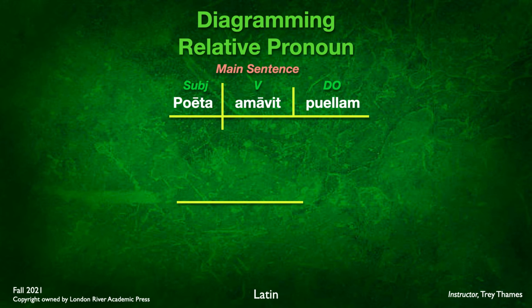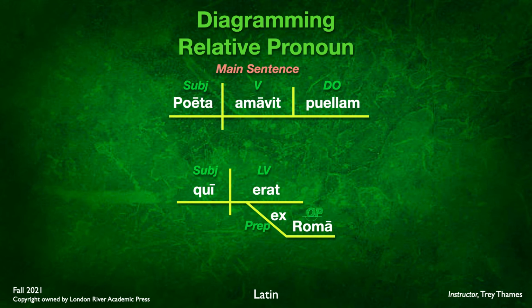Poeta amavit puellam. So here again, we're going to have qui because it's the subject. It'll be separated by its verb, erat, a linking verb, with a horizontal line that bisects the main line. And then we've got a prepositional phrase in the ablative, ex Roma, that comes underneath erat. It's an adverbial prepositional phrase that modifies the linking verb erat.